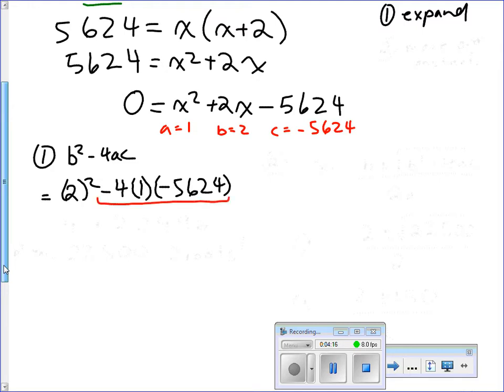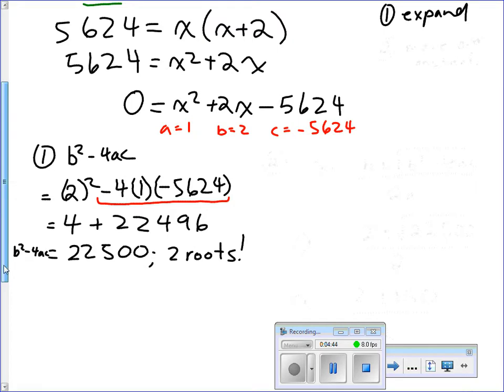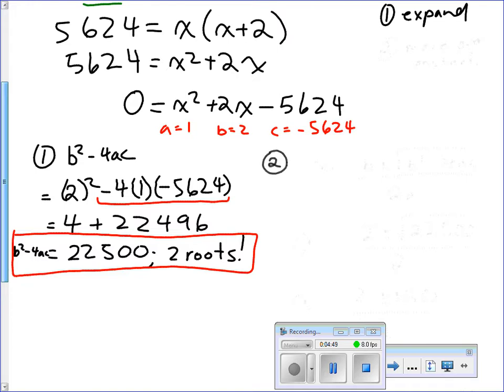Now, when you calculate the second half of this equation, you see the stuff that I've underlined here. You basically take negative 4 times 1 times negative 5624. Whatever number you get is either going to be positive or negative. And then all you do is write it like this. Done. And then your final answer is b squared minus 4ac is 22500. And that means there are two roots, doesn't it? Now, because there are two roots, we have to use our quadratic formula, right?